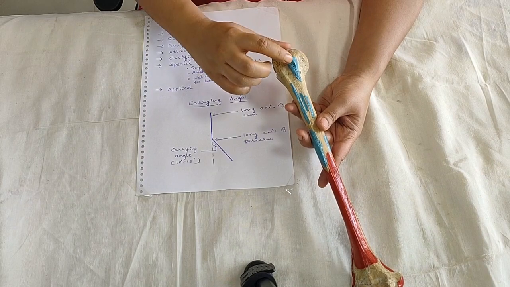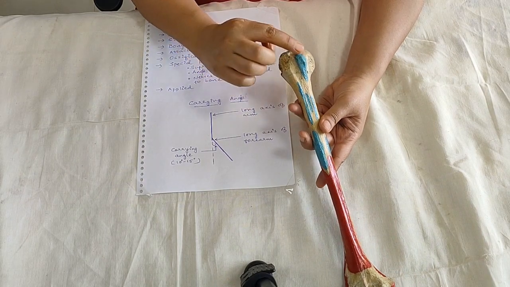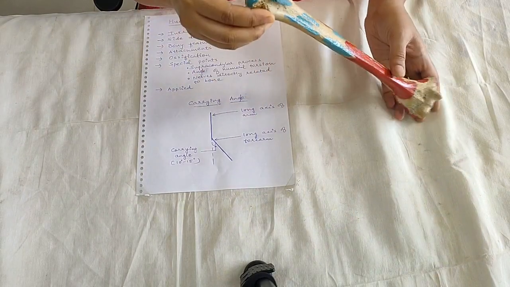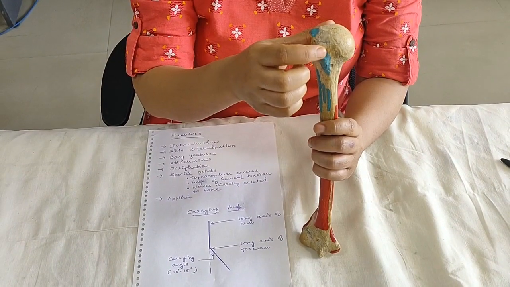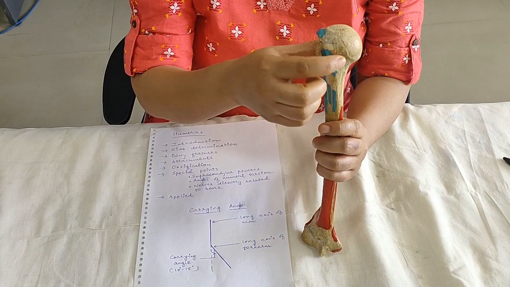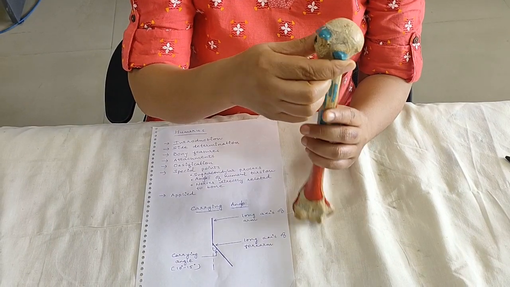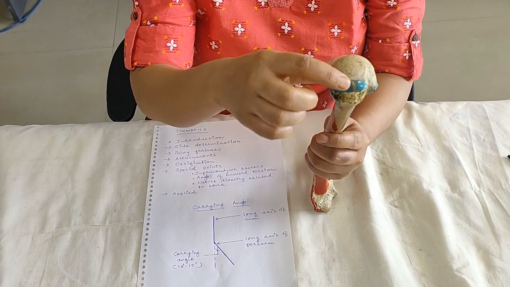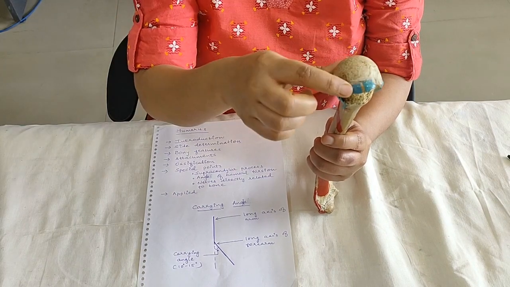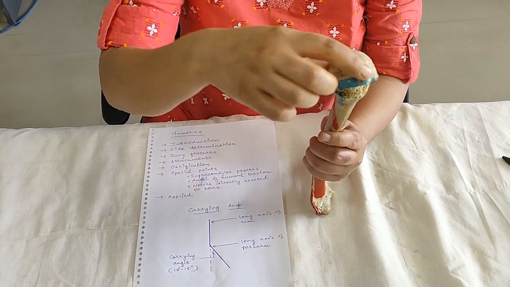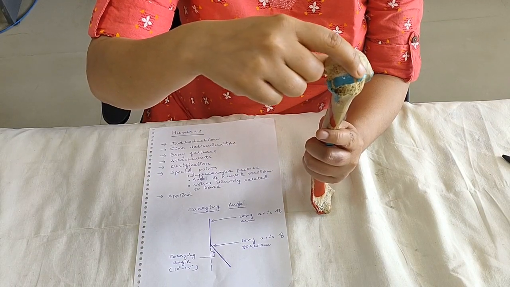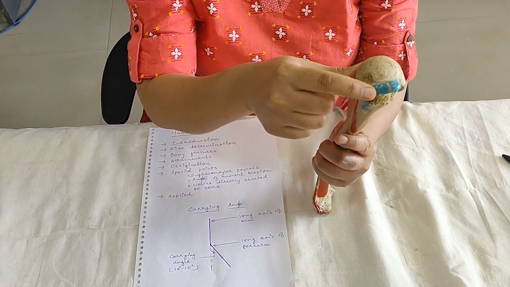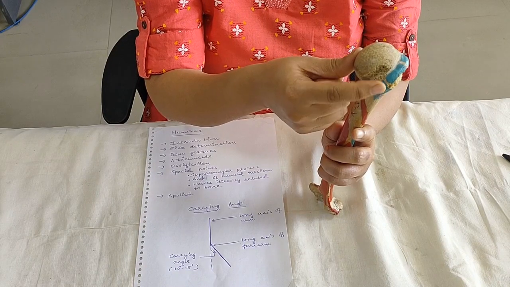Okay, then attachments on the lesser and greater tubercles. On the lesser tubercle, there is attachment of the multipinnate subscapularis muscle. On the greater tubercle, as I told you, it has three bony impressions. So they give attachment respectively to the supraspinatus, infraspinatus, and teres minor muscles.